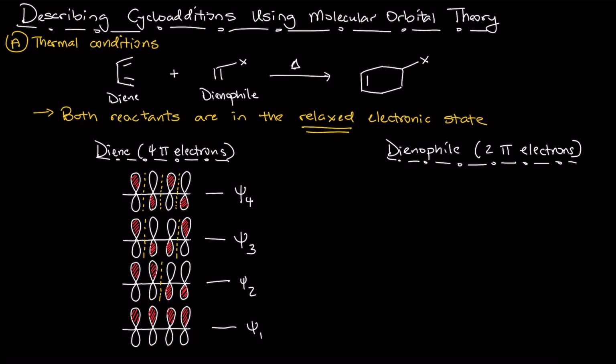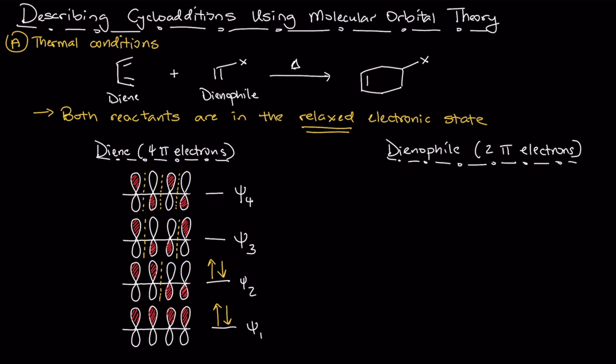And now we fill up the four pi electrons using the same principles we've learned in general chemistry and earlier on in this class: the Aufbau principle, the Pauli exclusion principle, and what have you. So we start off by filling up from psi 1, we pair, and then we go up to psi 2. If there are four pi electrons, we should end our electron filling at psi 2. Okay, so that's for our diene.